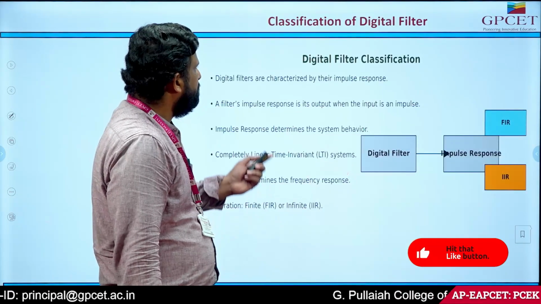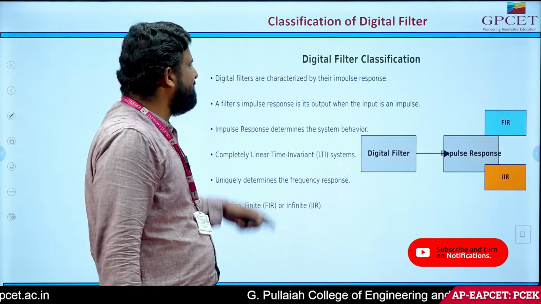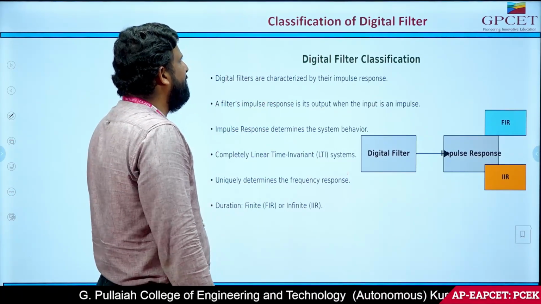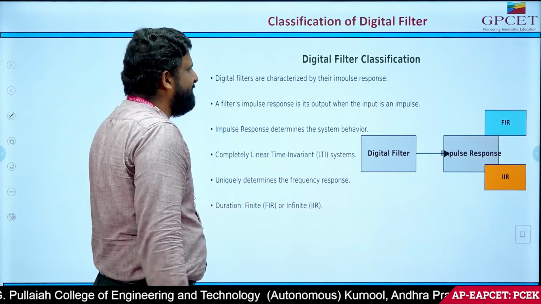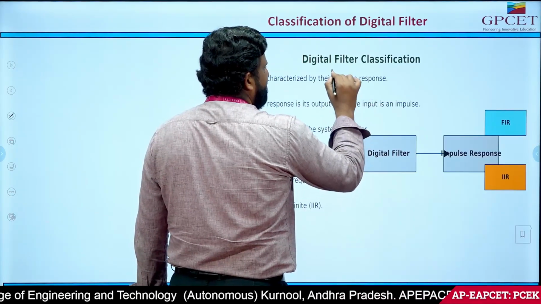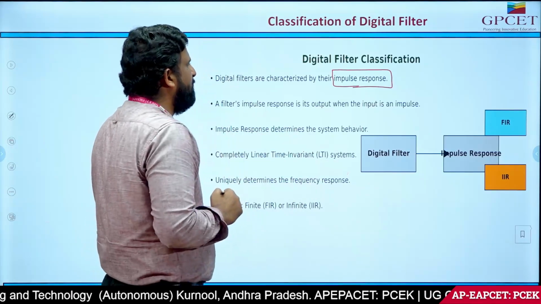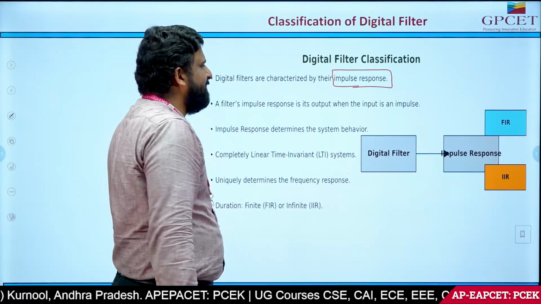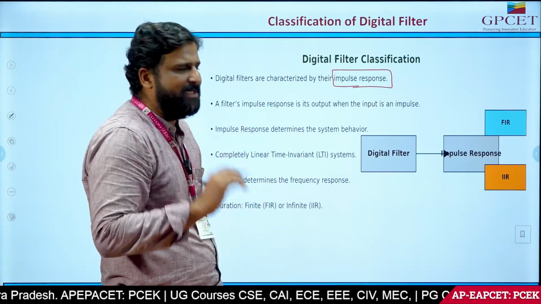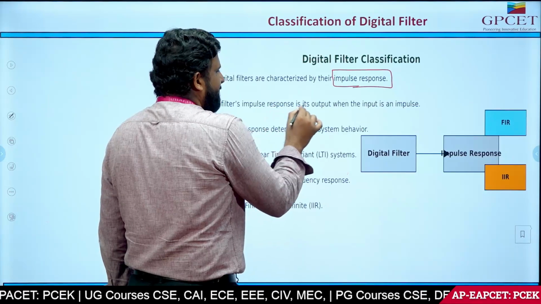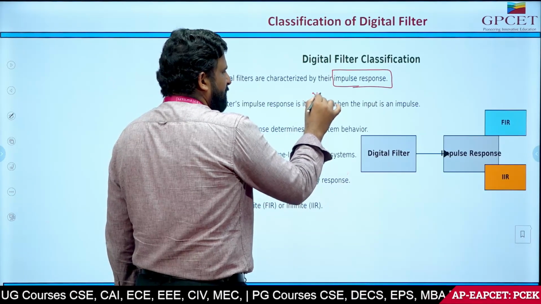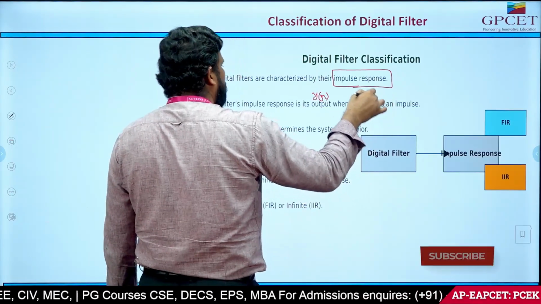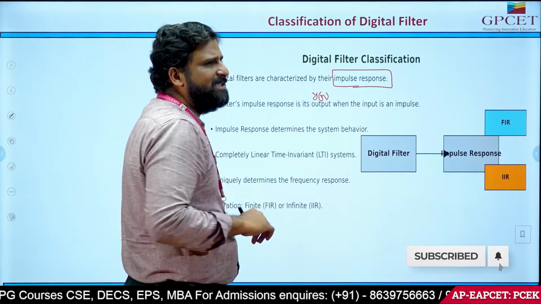Okay. Now, based on this digital filter, we will see some characteristics. What are the characteristics involved in this particular digital filter? First, digital filters are characterized by the impulse response. Very important. The first one is, a filter's impulse response is its output, y of n, when the input is an impulse. When the input is an impulse, the output is the impulse response.